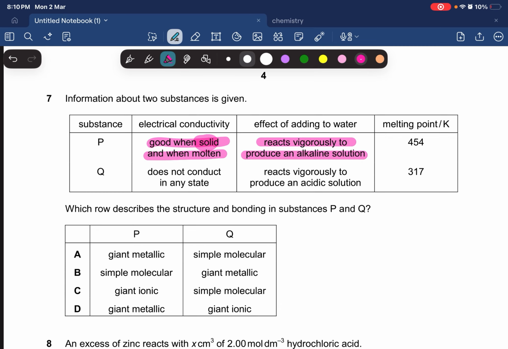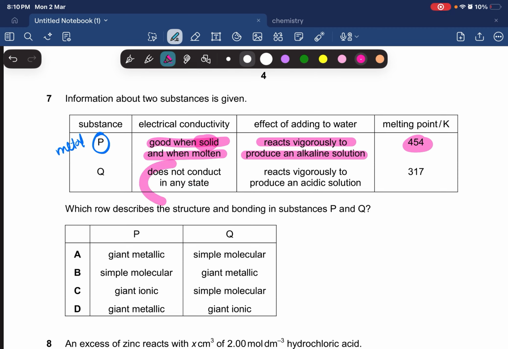We're definitely talking about either a group 1 metal or a group 2 metal, and the melting point is 454. I think a group 1 metal. I just think it can be anything, but definitely over here we're dealing with a metal. For substance Q, it does not conduct in any state.